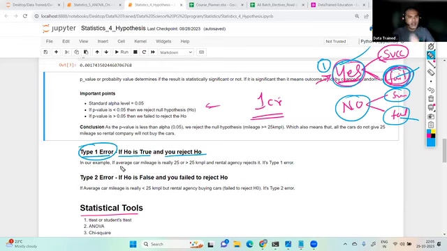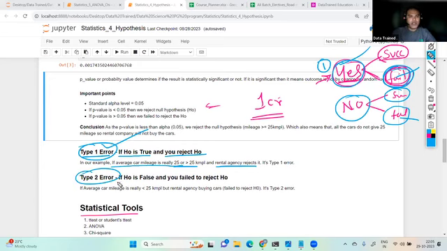In the car example, if average car mileage is really giving 25 kmpl or maybe more than that, but the rental agency rejects it, saying, I don't want the cars, although it is giving more than 25 kilometers per liter, and if he rejects, then it is a type 1 error.